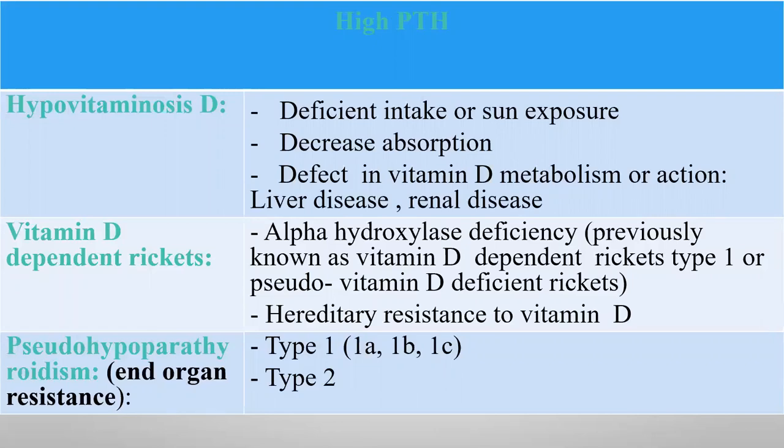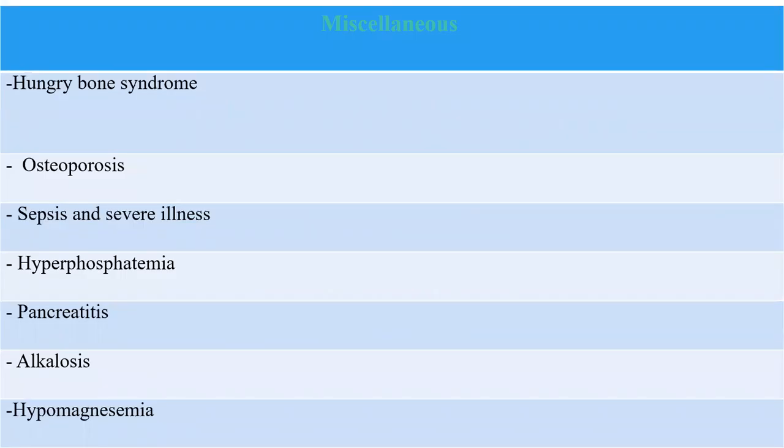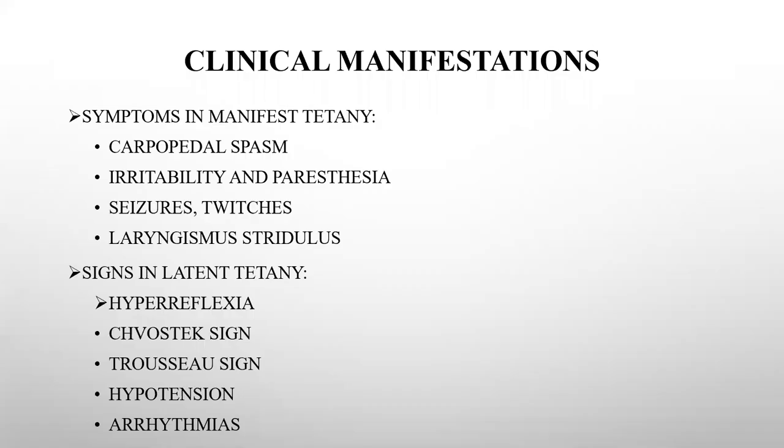Causes of hypocalcemia associated with high PTH also include pseudohypoparathyroidism, which is a sort of end organ resistance. Regarding the miscellaneous causes of hypocalcemia, it includes hungry bone syndrome, osteoporosis, sepsis, and several illnesses, hyperphosphatemia, pancreatitis, alkalosis, and hypomagnesemia.